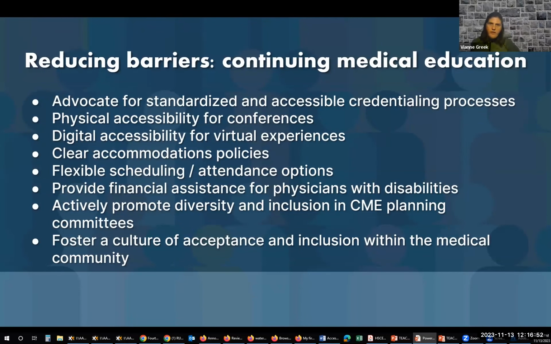For the continuing medical education side, a lot of this has to do with the planners of these programs. So it's making sure that professional development opportunities are accessible and that we include a diverse group of voices. Think about the physical accessibility as well for conferences, such as elevators, ramps, visual accessibility, such as captions and transcripts for all your ongoing education efforts.